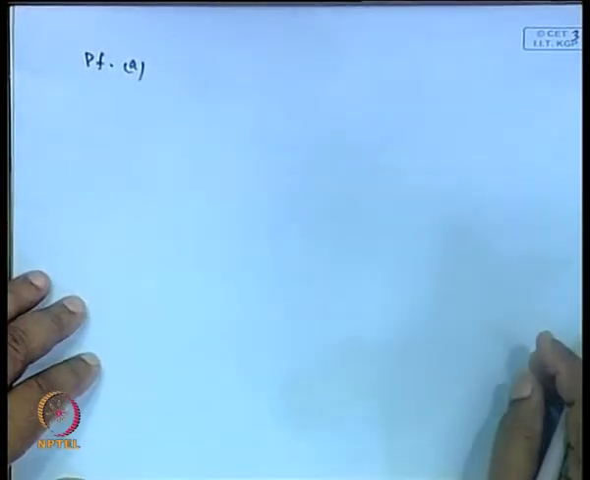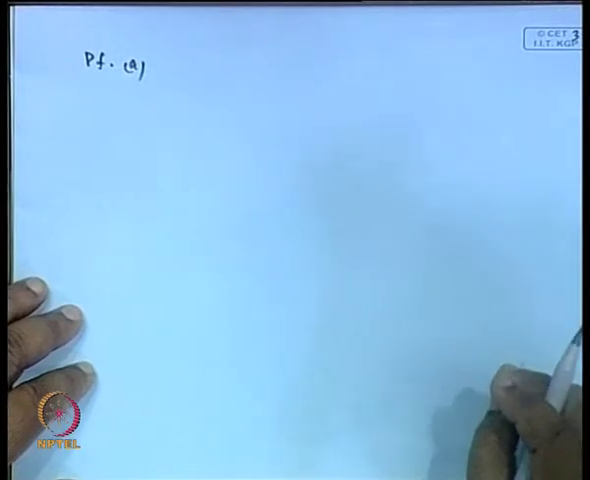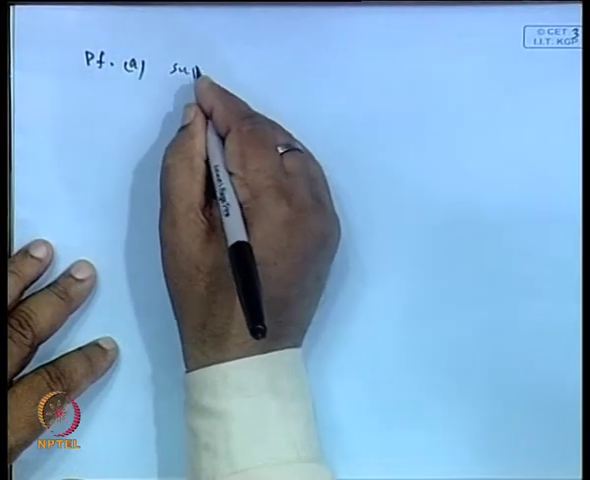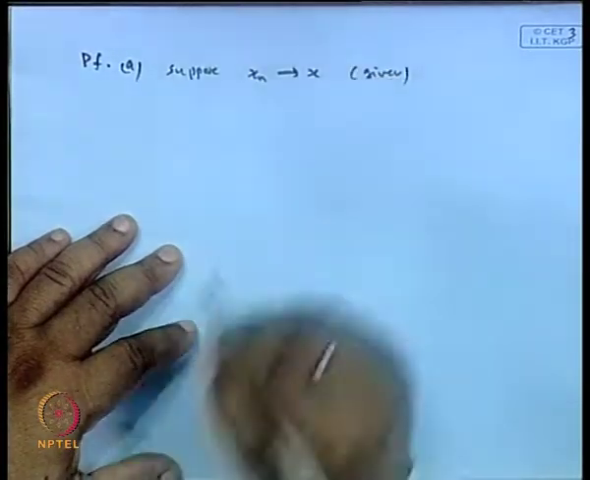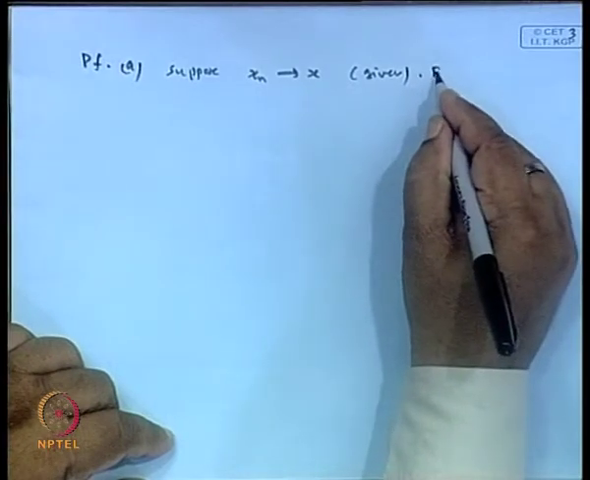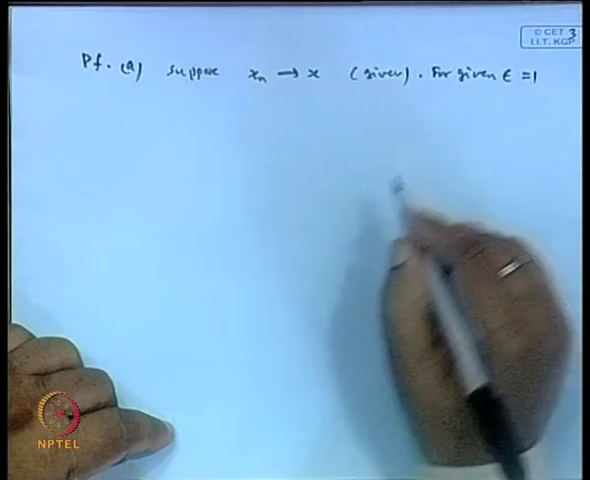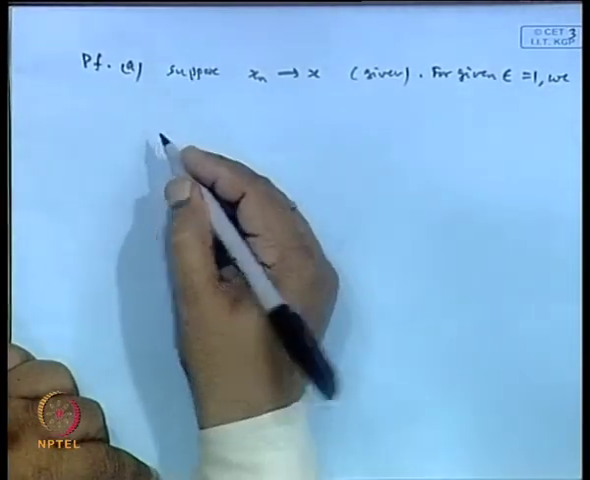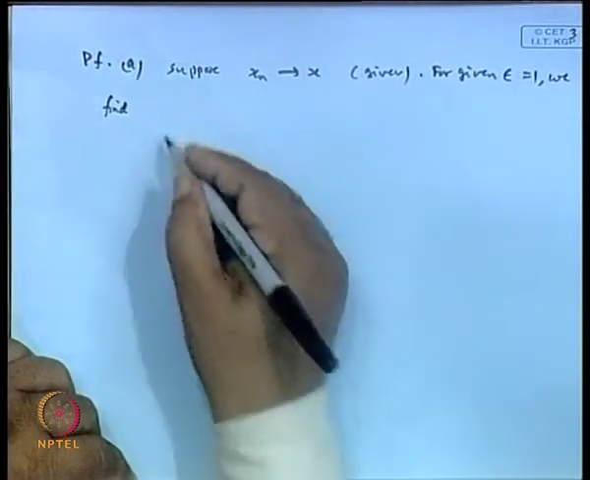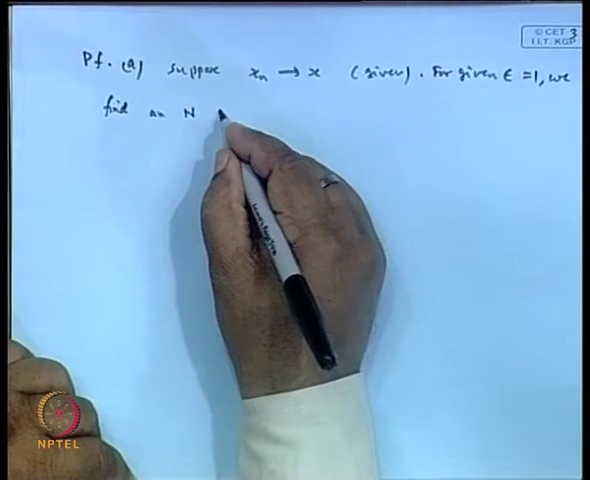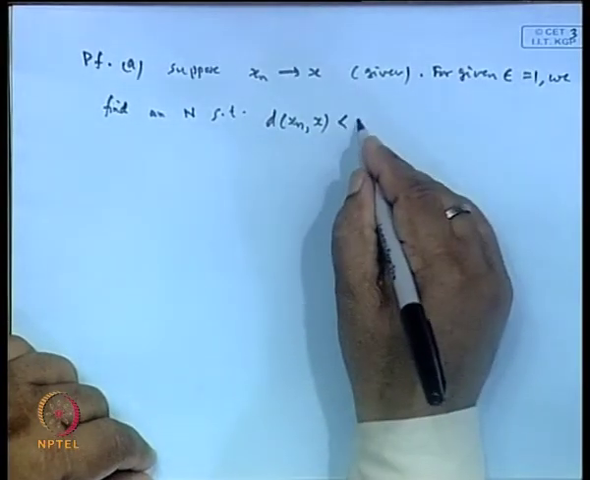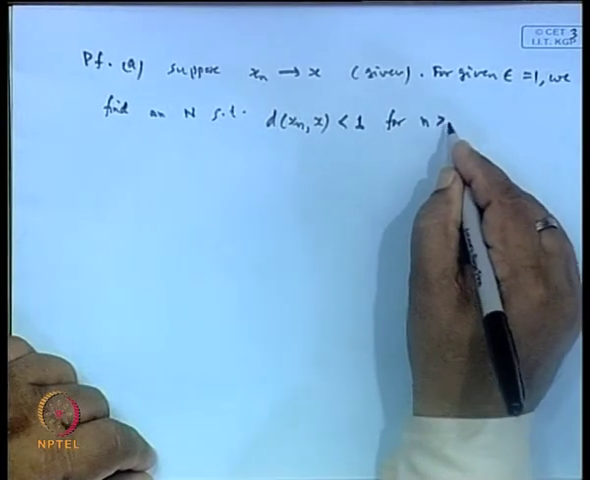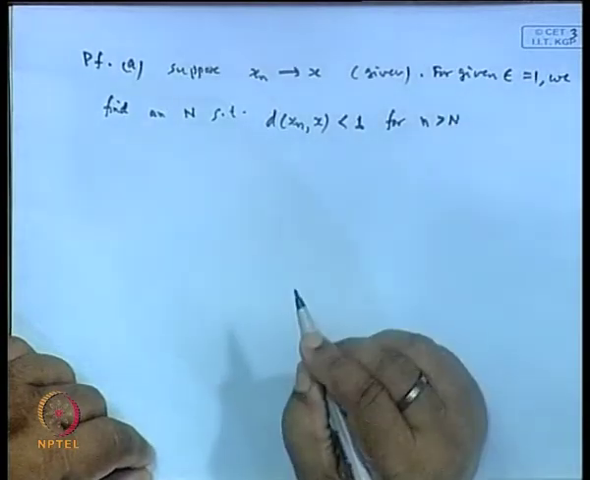Part A: what is given is a convergent sequence. We want to show the convergent sequence is bounded. So, suppose sequence x_n converges to x. This is given. So, by the definition of convergence, for a given epsilon, say 1, we can find an integer N such that the distance between x_n and x can be made less than epsilon, that is 1, for all n greater than capital N.